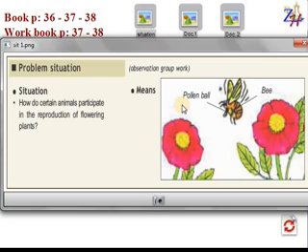We're going to read the problem situation in the workbook. We see here, how do certain animals participate in the reproduction of flowering plants? We have here an image of a bee between two flowers, and there is a pollen ball on its legs. We can notice that the bee is carrying the pollen from one flower to another. Here the bee is helping in pollination. That is a very important step in the sexual reproduction of plants.